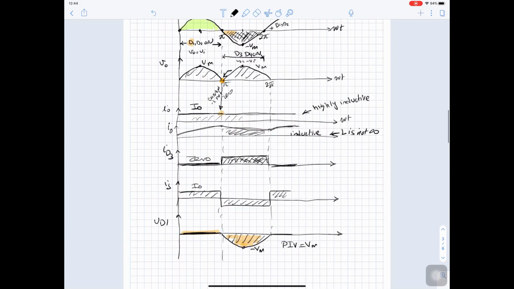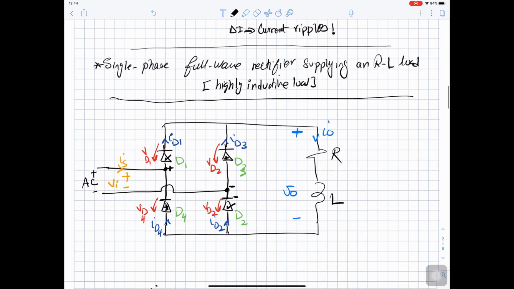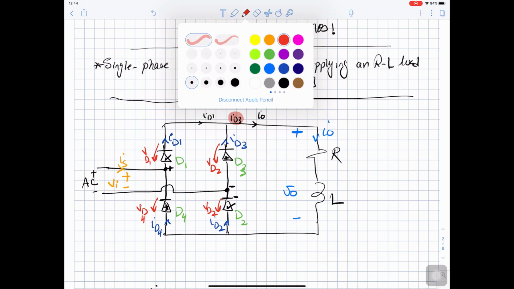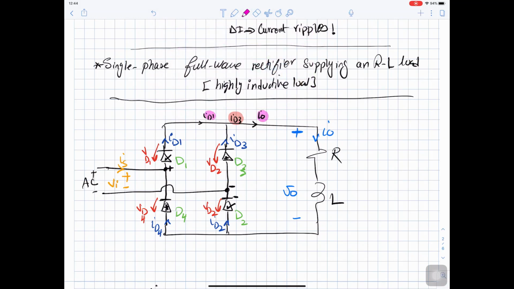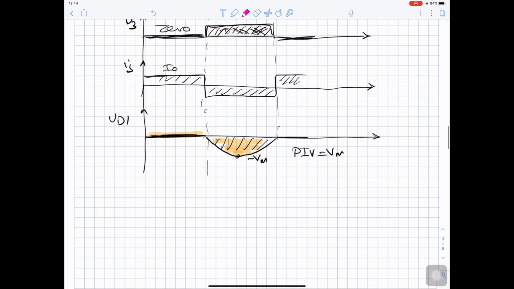Also, don't forget, if you apply KCL at this circuit here, I out equals I diode 1 plus I diode 3. So if you have I diode 3, you can sketch I diode 1 by saying I diode 1 equals I out minus I diode 3. So you can sketch I diode 1 as I out minus I diode 3.